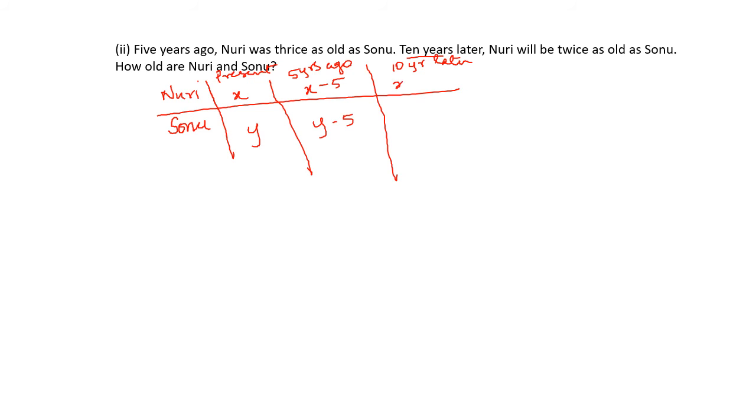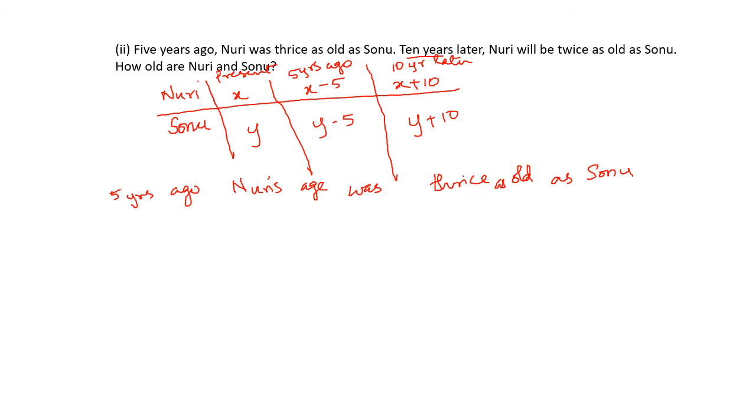After 10 years it will be x plus 10 and this will be y plus 10. Now what is given? It is given 5 years ago, Noori's age was thrice as old as Sonu.